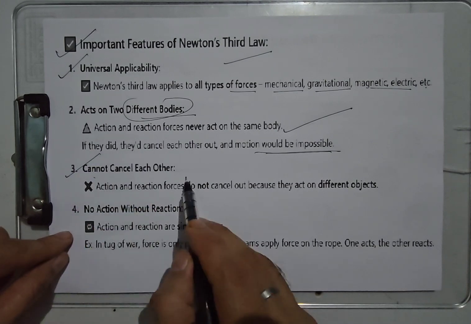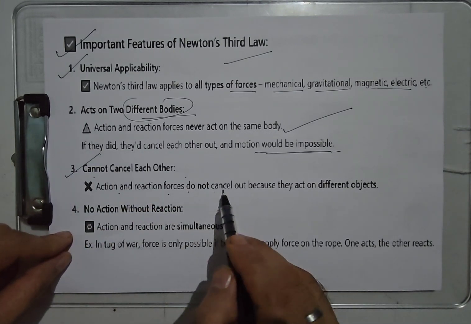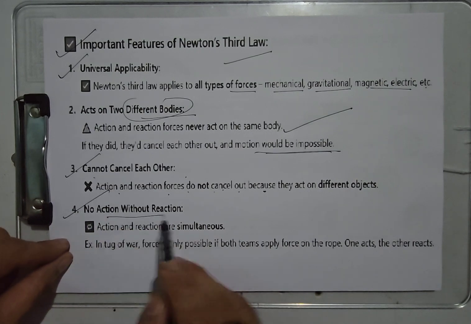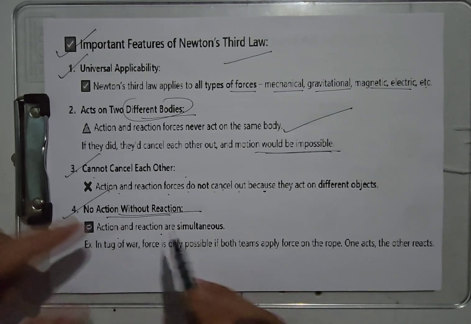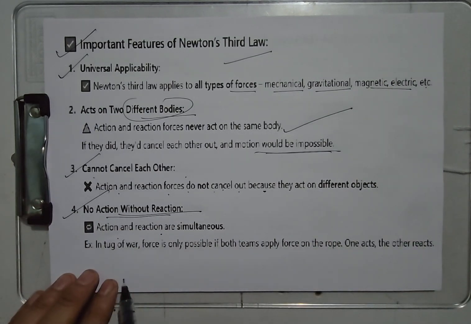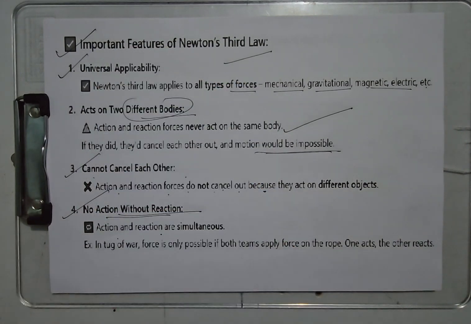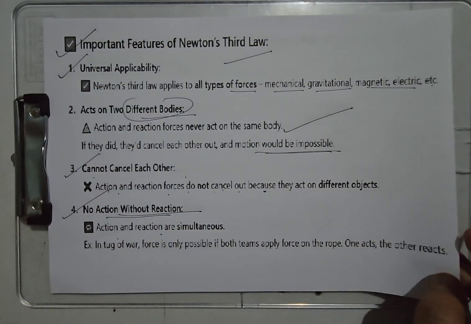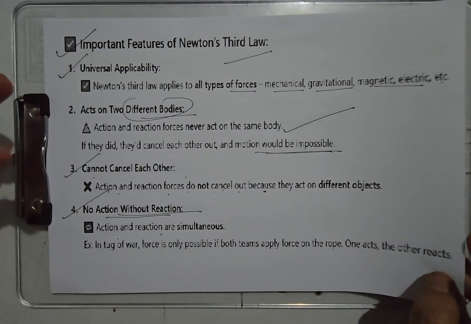Third point is they cannot cancel each other, meaning action and reaction forces do not cancel each other because they act on different objects. And the final point is no action without reaction, meaning action and reaction are simultaneous. So if you remember all these points, you are perfect in Newton's third law. And as we discuss more and more, you will find that things are simple if you are able to understand it very easily.